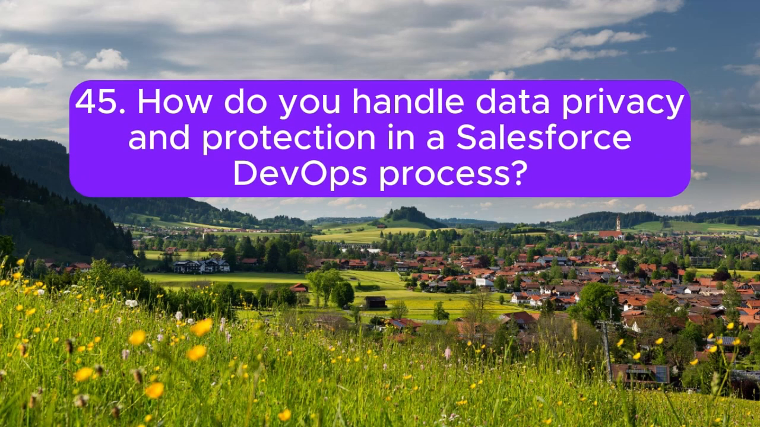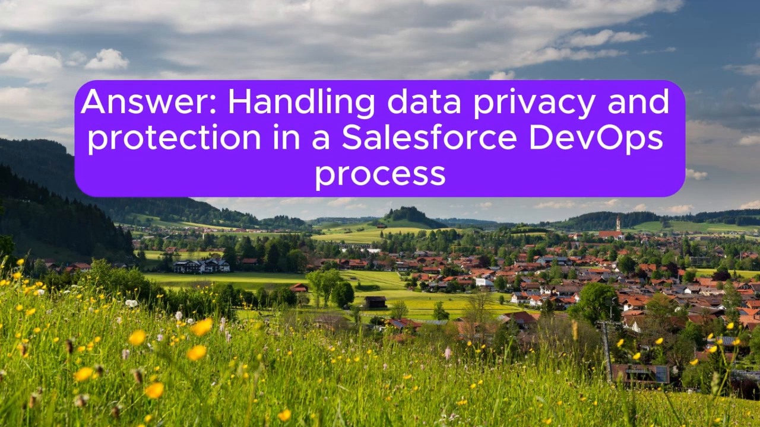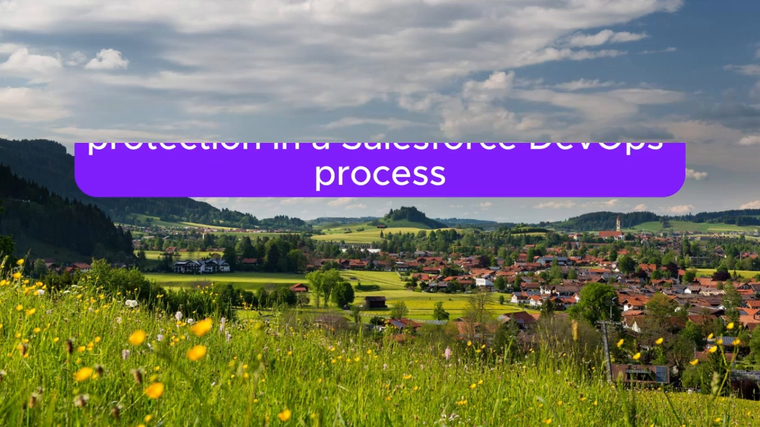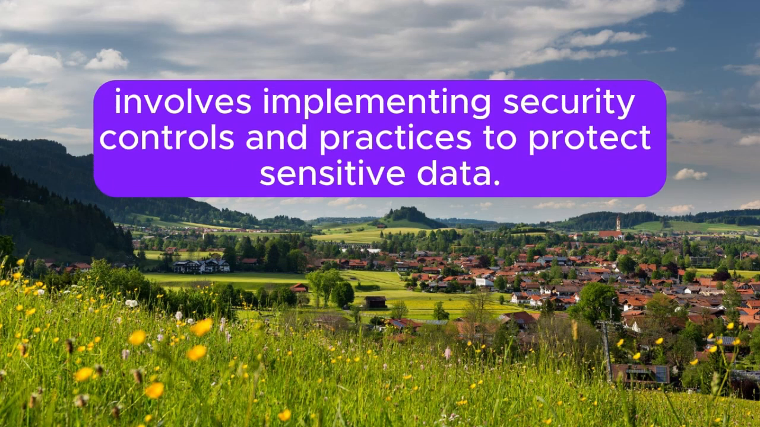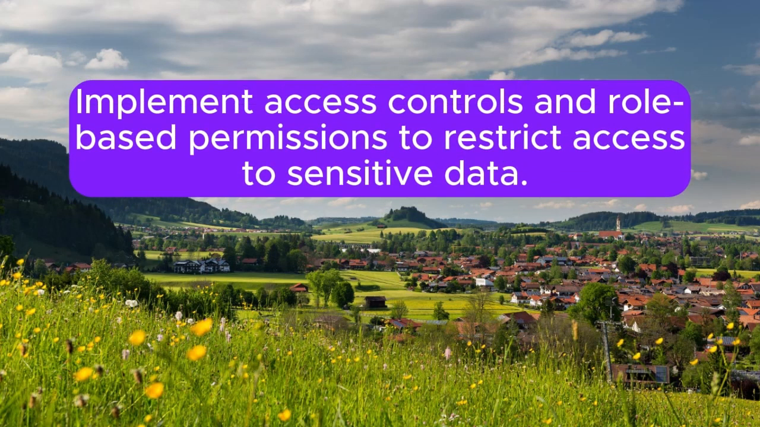45. How do you handle data privacy and protection in a Salesforce DevOps process? Answer. Handling data privacy and protection in a Salesforce DevOps process involves implementing security controls and practices to protect sensitive data. Use Salesforce Shield for advanced security features like event monitoring, field audit trails, and data encryption. Implement access controls and role-based permissions to restrict access to sensitive data.